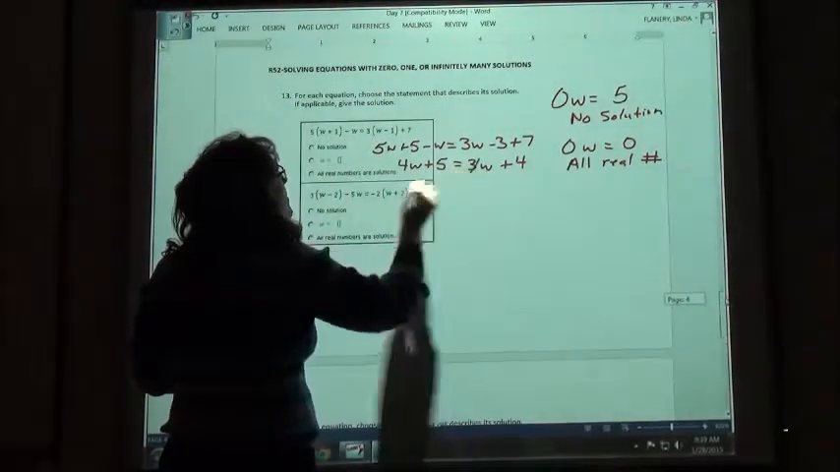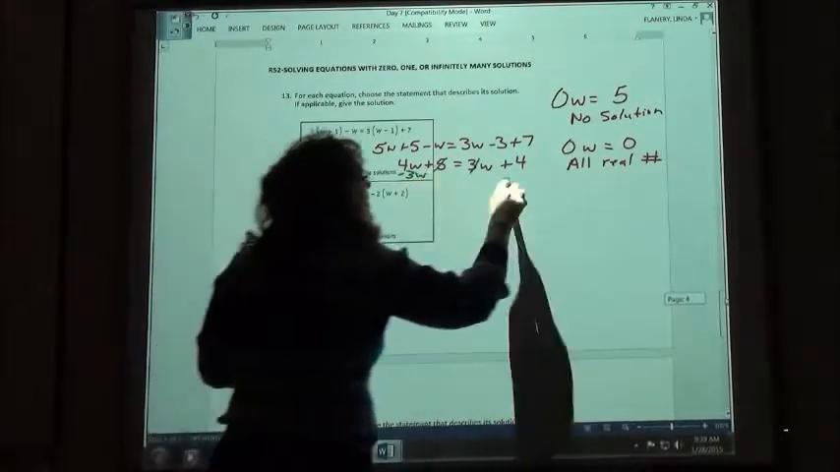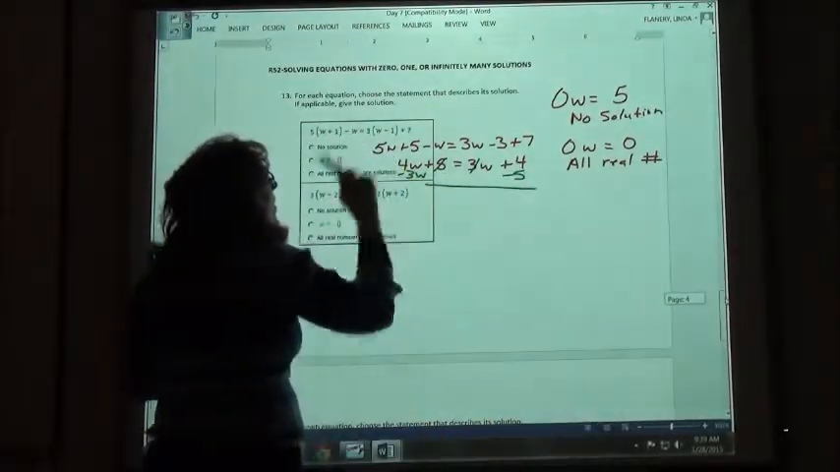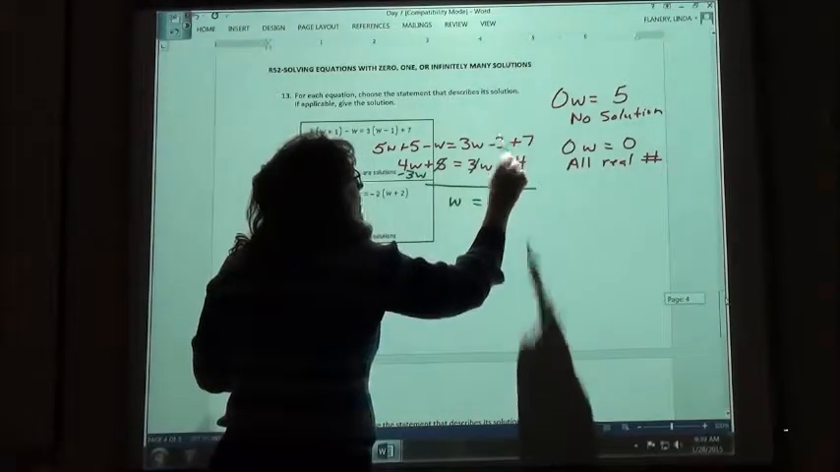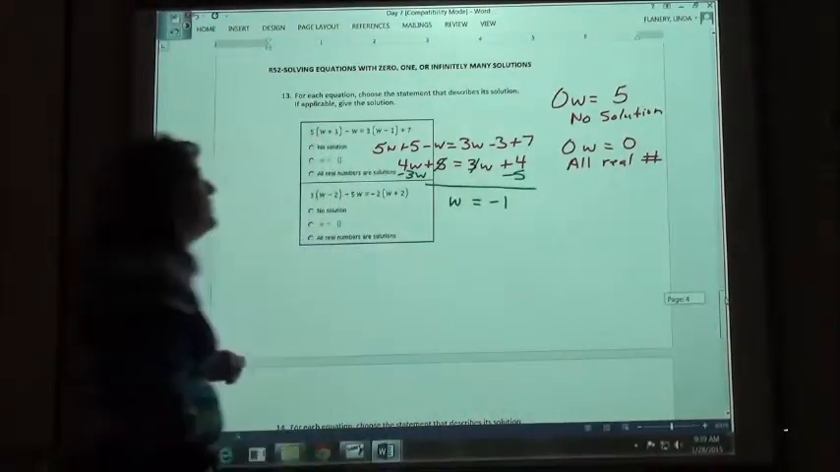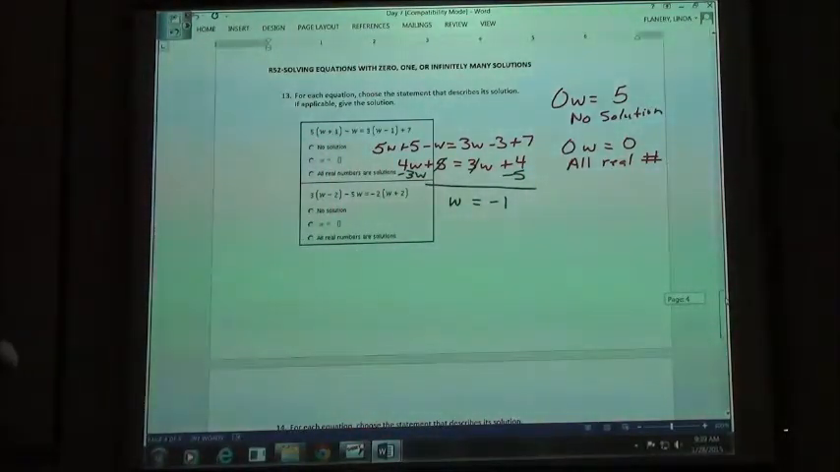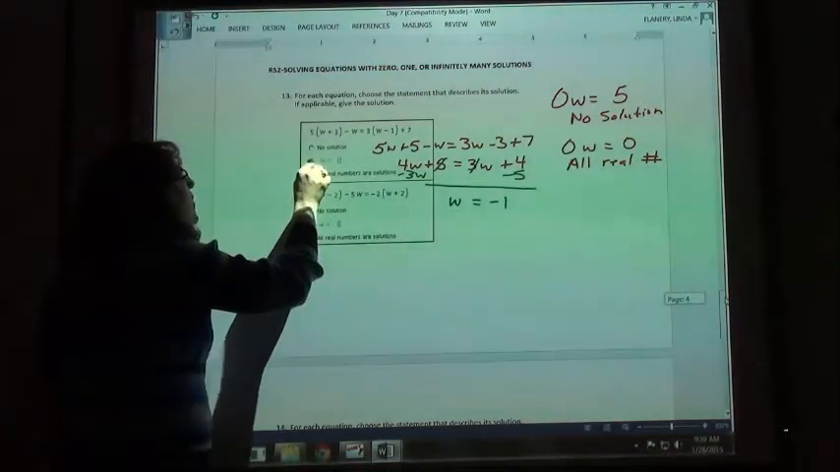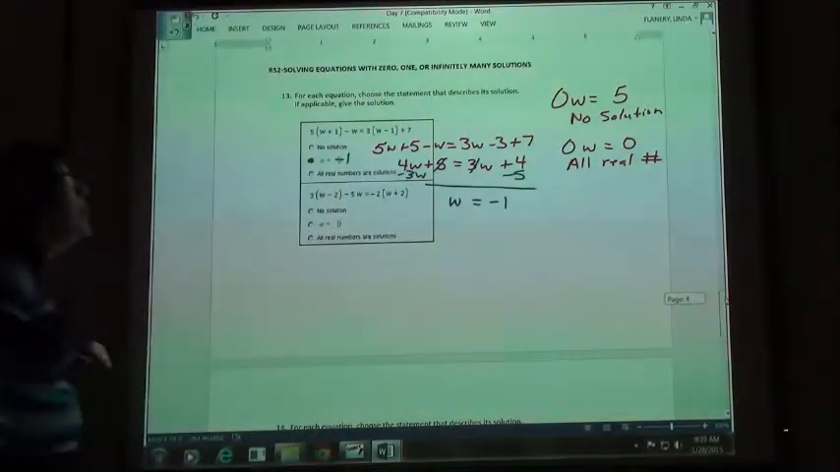So I'm going to just go ahead and keep solving. I'm going to subtract my 3W and subtract my 5. 4 minus 3 gives me W, and 4 minus 5 is negative 1. So W equals negative 1. So you're going to click the little circle in front of the W and then type negative 1 there in the box.